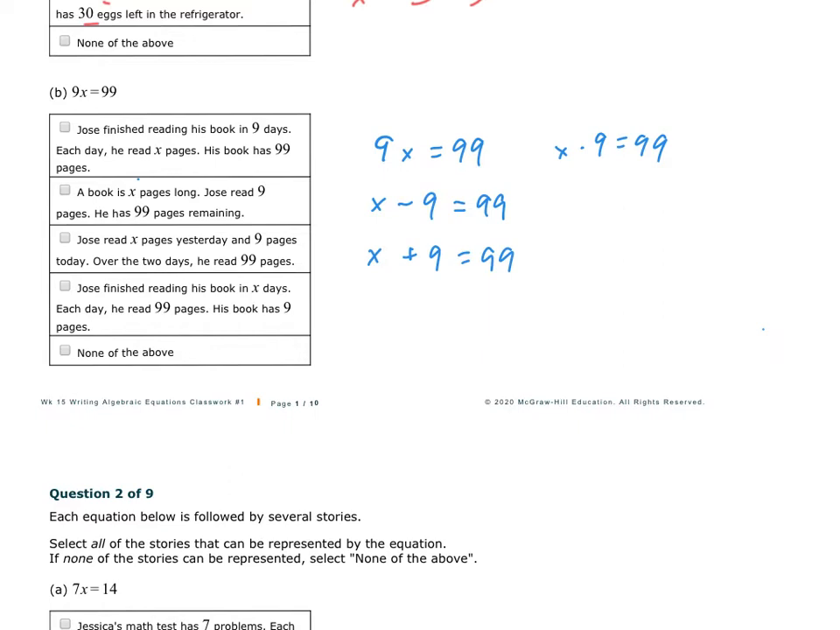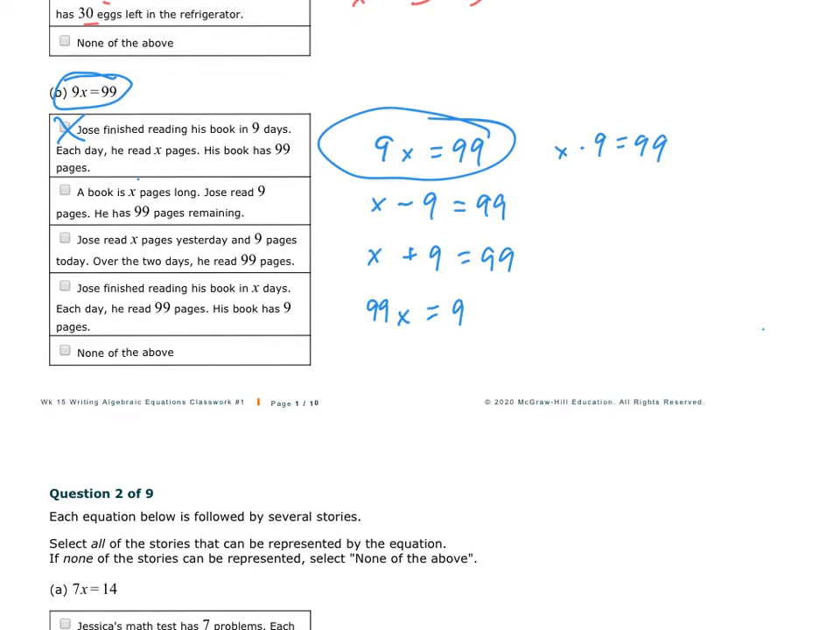Jose finished reading his book in X amount of days. Each day, he read 99 pages. His book has 9 pages. This is interesting. If each day he read 99 and he read for X days, it'd be 99x equals 9. So he read for way less than a day. Let's see which of these equals our original problem. 9x equals 99. The only one that works for that is this first one.